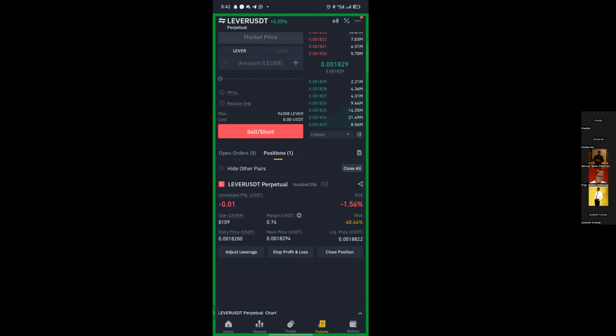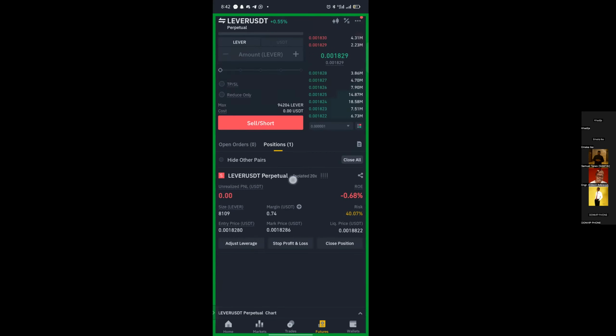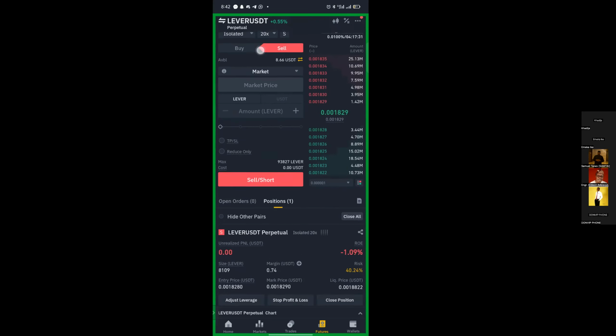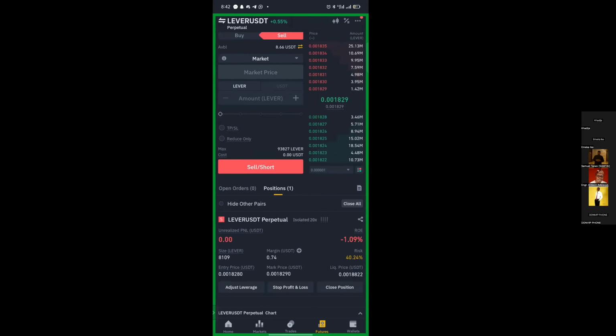So I want to reduce my risk level now. So what do I do? Remember, I said I'm trading with 3 to 5% of my portfolio. Now I've used 74 cents to trade. So I still have about $3 left from this margin, or 3 point something dollars, to service this trade.